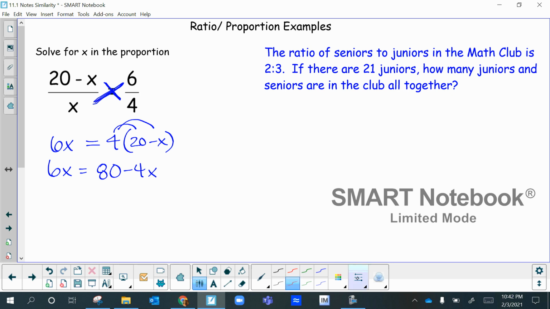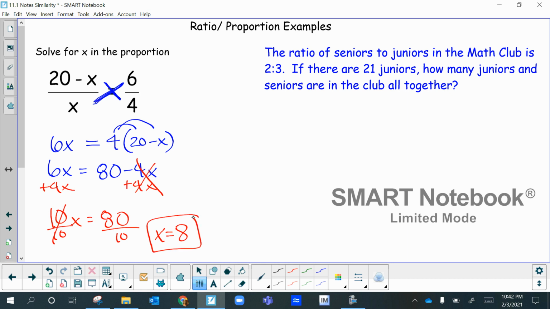So I'm going to add 4x to both sides to get rid of that. I get 10x on the left. I still have 80 on the right. Divide by the 10. And so x is going to equal 8. Okay, so you'll have a couple of those on your homework.